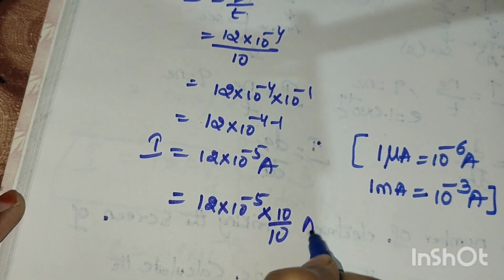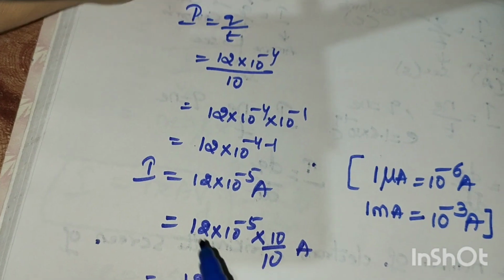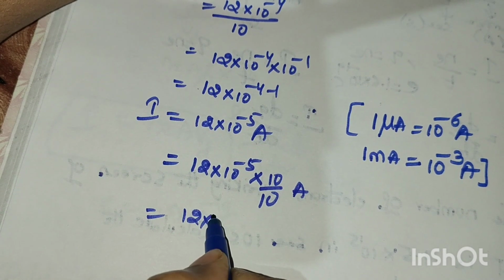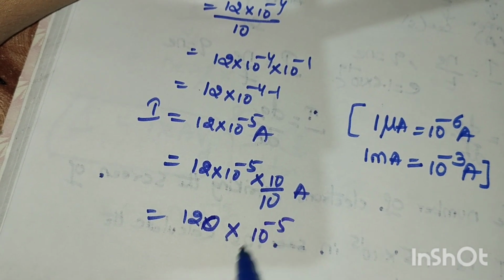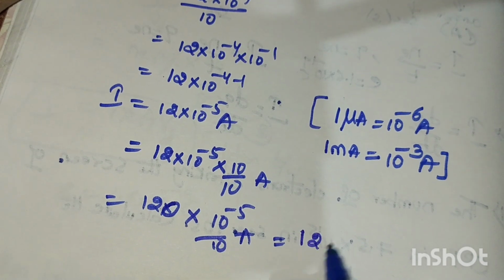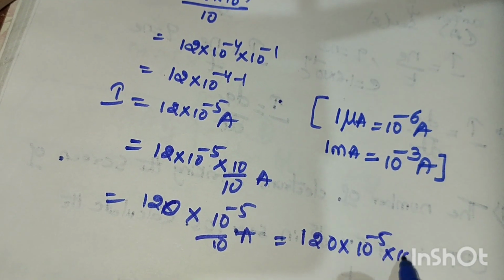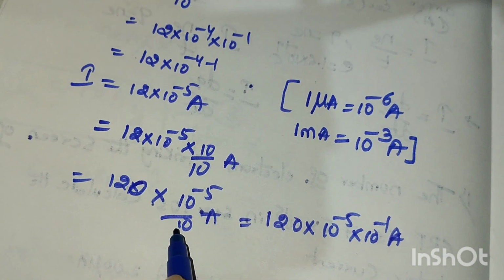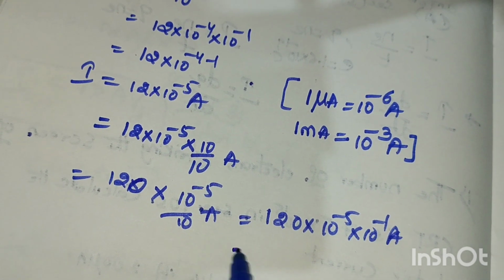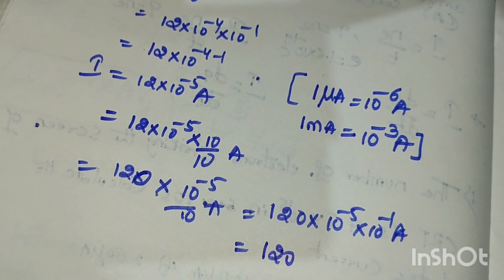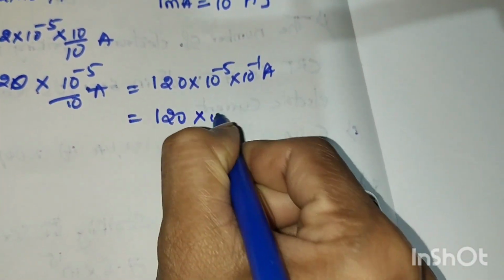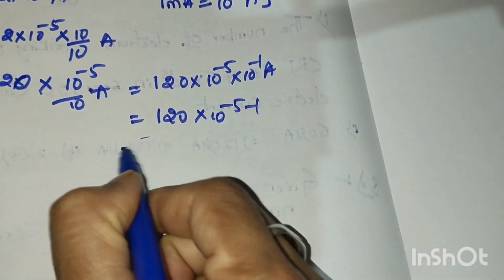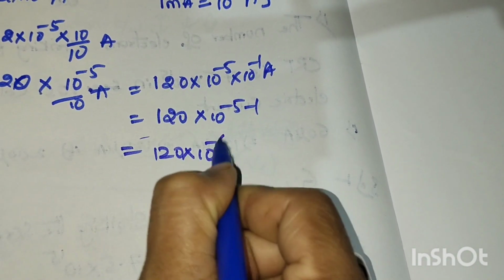So what will you get here? 12 into 10 is 120 into 10 power minus 5 by 10 ampere. So this is 120 into 10 power minus 5 into 10 power minus 1 ampere, as the denominator 10 is sent to the numerator and becomes 10 power minus 1. So 120 into 10 power minus 5 minus 1. As bases are equal, powers can be added. So 120 into 10 power minus 6 ampere.